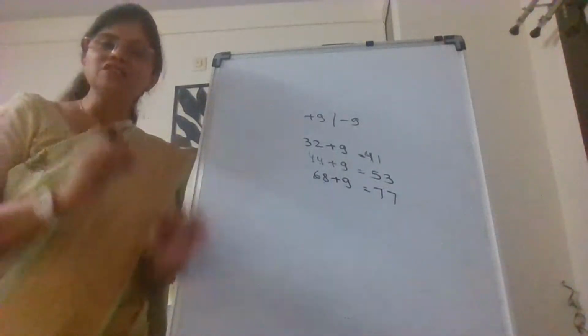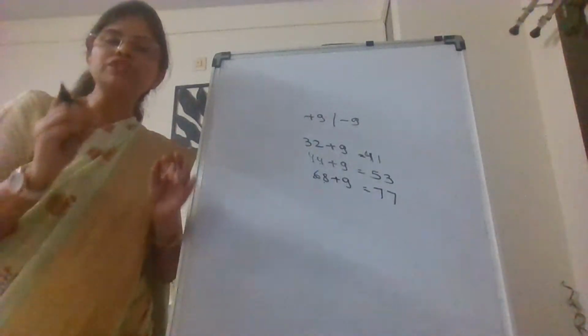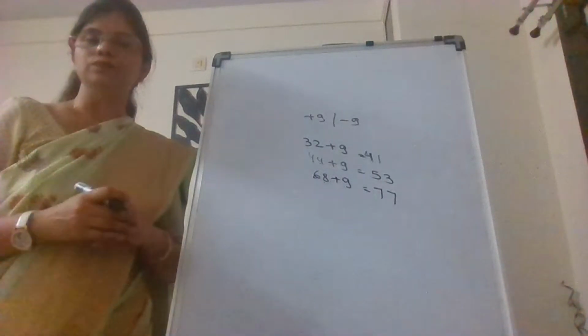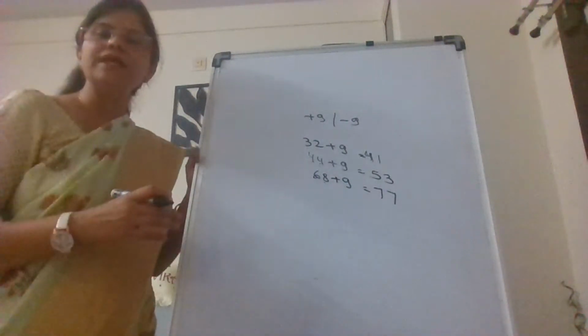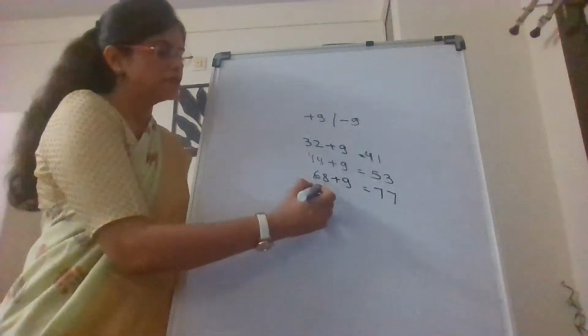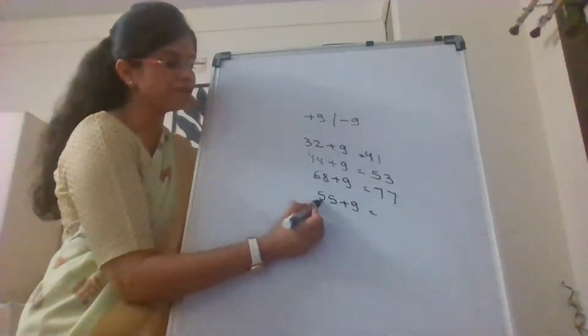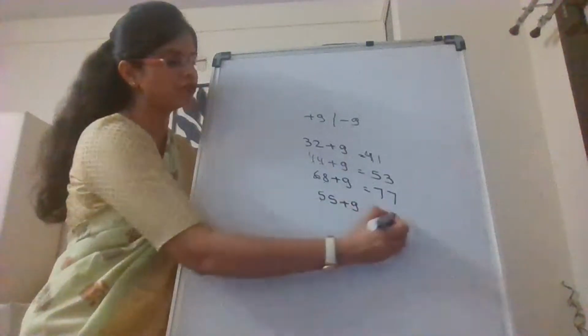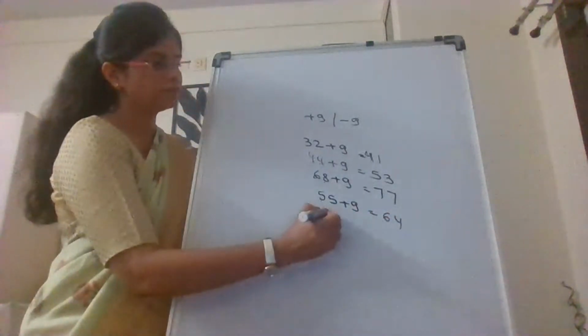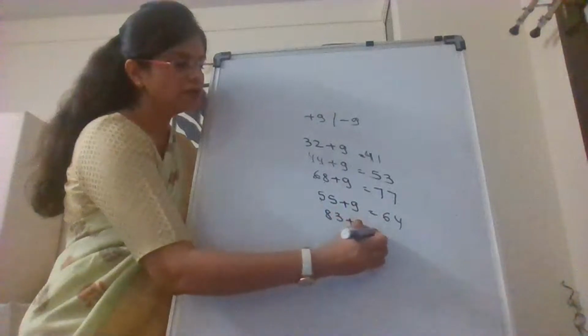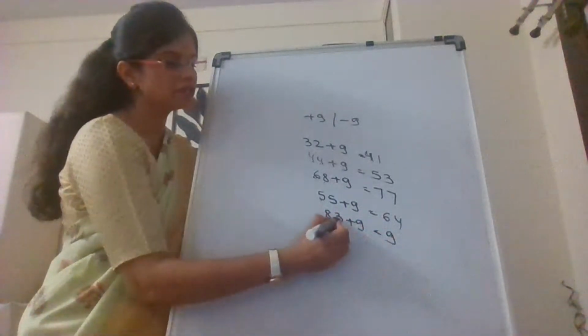And I think plus 1 and minus 1, even a class 2 child can do. A class 1 child can do. So they can also learn Vedic Maths very easily. So if it's given 55 plus 9, what will you do? The big brother of 5 is 6, the small brother of 5 is 4. 83 plus 9: the big brother of 8 is 9, the small brother of 3 is 2.